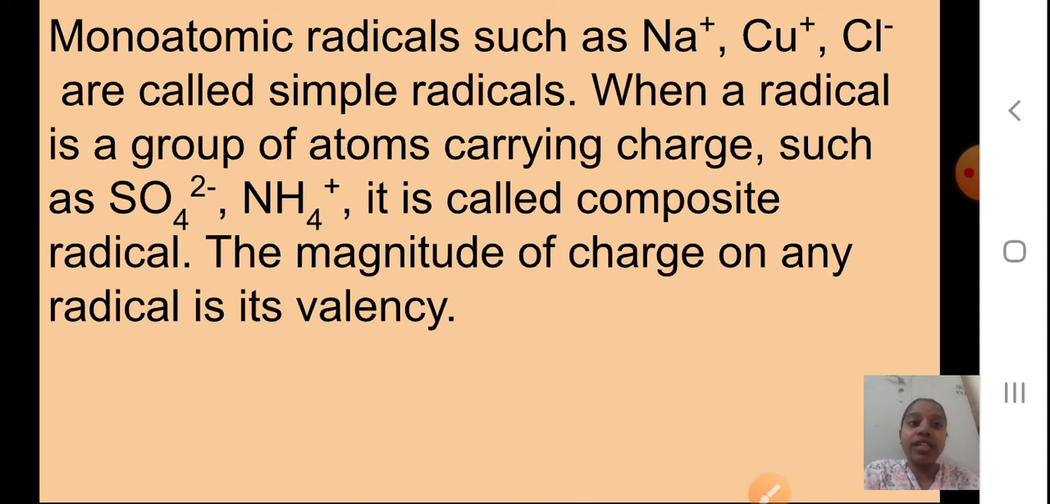The magnitude of charge on any radical is its valency. Whatever charge you write, that is the valency. Now if you write Na plus, plus means 1 electron. So what is the valency of sodium, students? 1. That charge will tell you about the valency of that element.